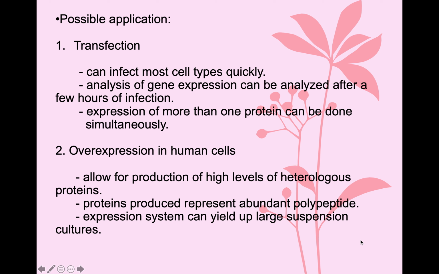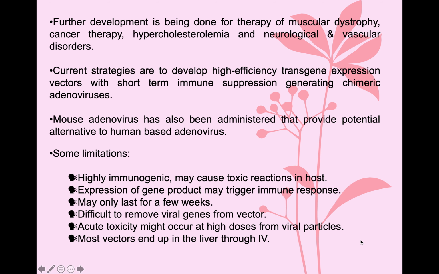So that is one of the advantages which was in the previous slide. It allows for production of high levels of heterologous protein. The protein produced represents abundant polypeptide, which is of course useful for the protein to be produced to more or less perform its function. And of course, the expression system can yield large suspension cultures, which means that there is no problem at all cultivating it in the lab.